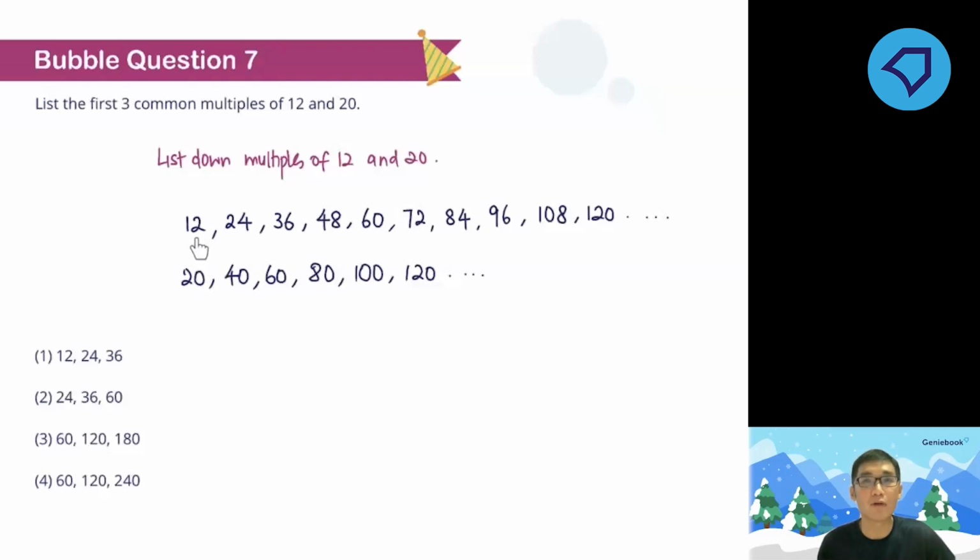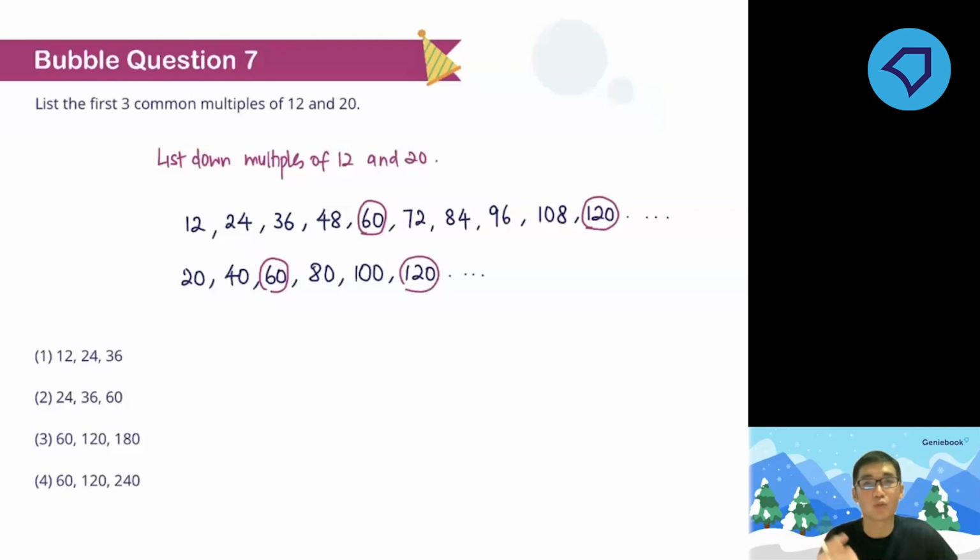All right, so you just go down the multiplication table of 12, right? 12, 24, 36, 48, 60, and so on. While for 20, you have 20, 40, 60, 80, 100, 120, and so on. Now from here, I can already see some similarities. Like for example, 60. Anything else that you see that's common? 120, yes, 120. But that's only two, no? I need three common ones.